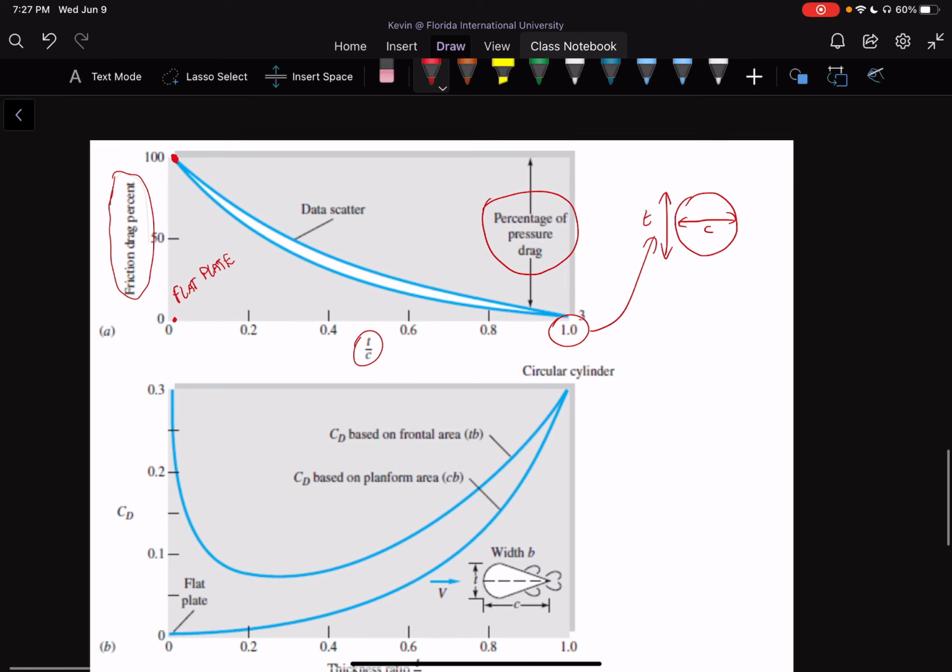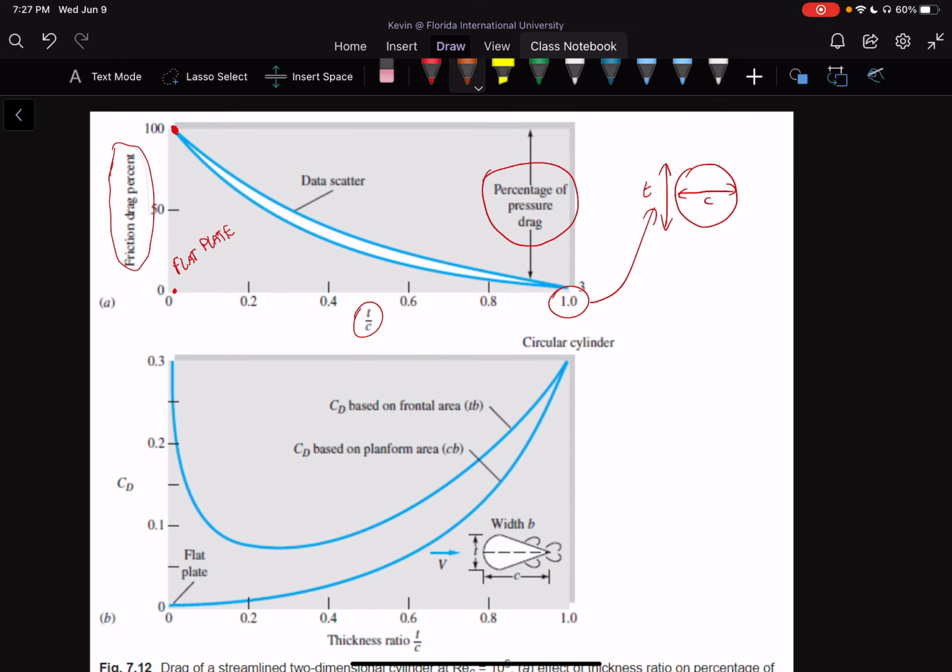And anywhere in the middle, we actually have this type of shape where we essentially have a body that looks like a wing, and as we increase the thickness, it looks more and more like a cylinder, essentially. Okay, so we can see that it's described to us as a circular cylinder at the very top. So we have a circular cylinder at the top, and on the left side, we have a flat plate.